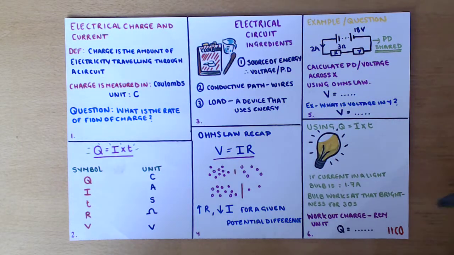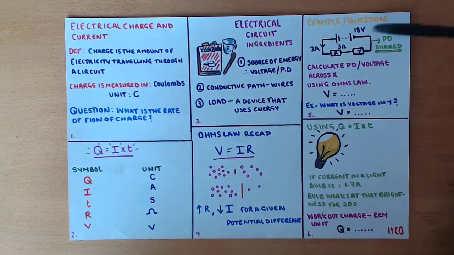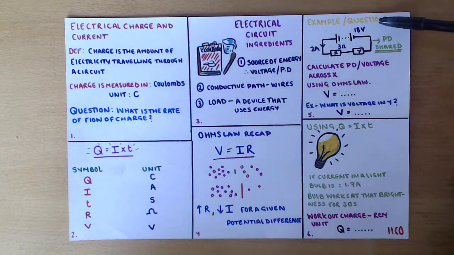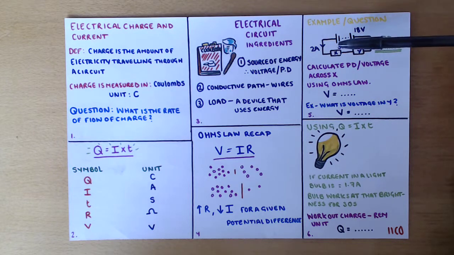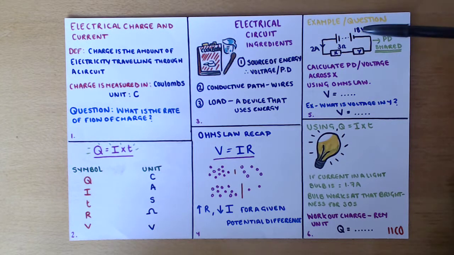Now, just as an added extension, I want to work out what the voltage of Y is. The voltage of Y is going to be my 18 volts minus my 6 volts calculated here, because potential difference is shared, so the sum of these two things should equal my total potential difference. So 18 minus 6, I should have 12 volts across Y.